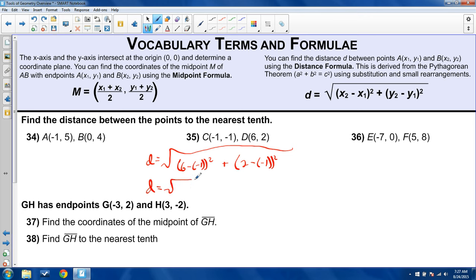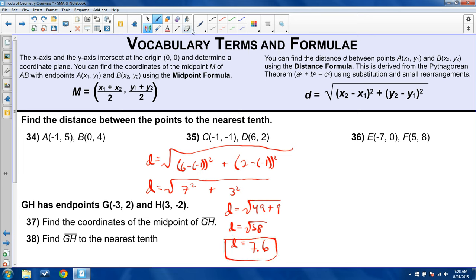So let's see if I can do a straighter one here. Yes, better. All right, 6 minus -1 is 6 plus 1. That's 7. So we got to square 7, and we got to square 2 minus -2, plus 1 is 3. 3 squared. So the square root of 49 plus 9, it's the square root of 58, and that is about 7.6. So that's the distance between those 2 points. Right there, 7.6. That's the length of CD, I should say.